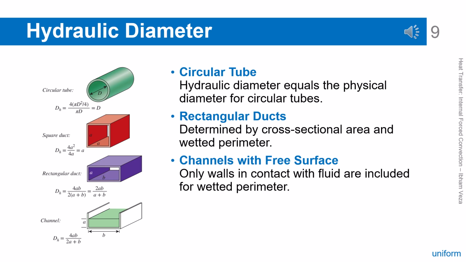Hydraulic diameter insights. For circular pipes, the hydraulic diameter is equal to the physical diameter. For non-circular ducts, the hydraulic diameter is defined as 4A over P, where A is the cross-sectional area and P is the wetted perimeter. This concept allows the same correlations to be used for different duct shapes. For channels with a free surface, only the walls in contact with the fluid are counted. The hydraulic diameter unifies different geometries into a single analysis framework.